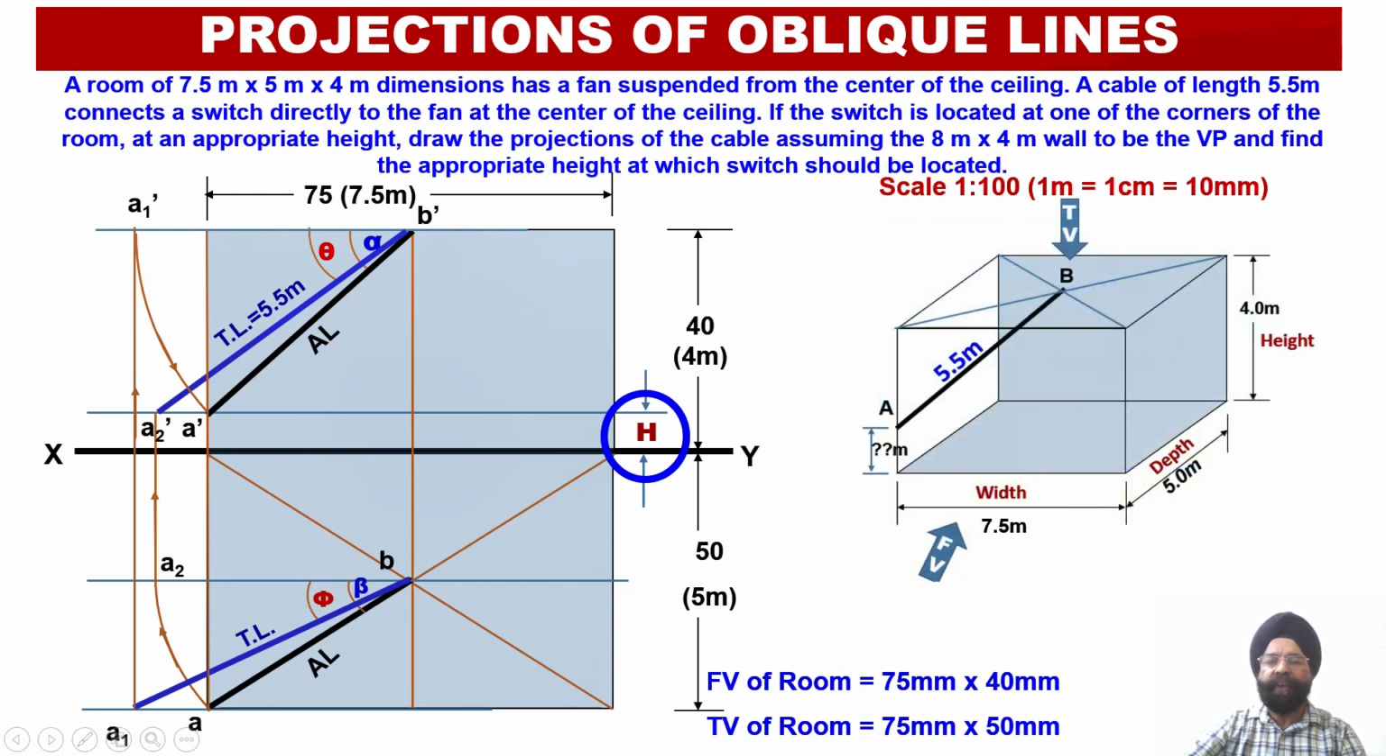So this way we have been able to evaluate an appropriate height in this corner at which our switch should be located, such that the distance between the central ceiling suspension point of this fan and the location of the switch should be equal to 5.5 meters. Using the principles of the rotation of the line, we have been able to evaluate this particular height of the switch, and we have been able to validate that the given true length is equal in the front view as well as in the top view.